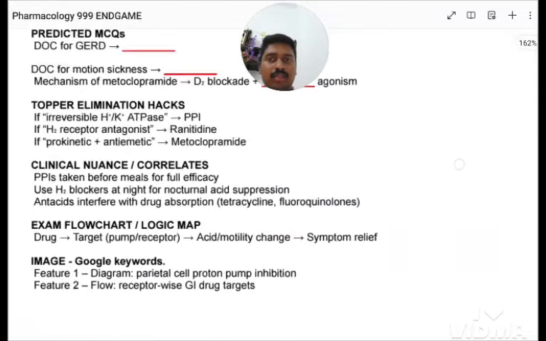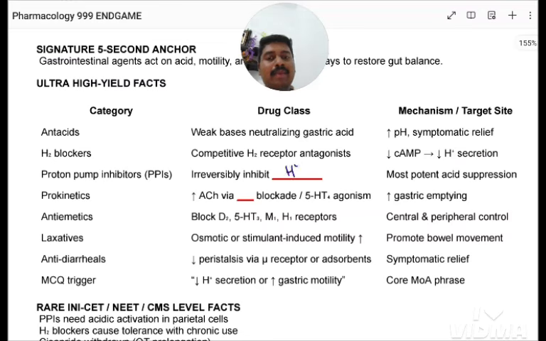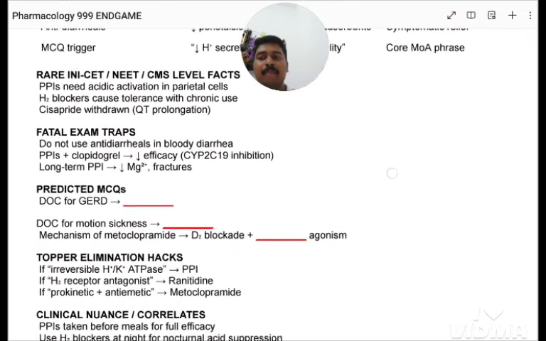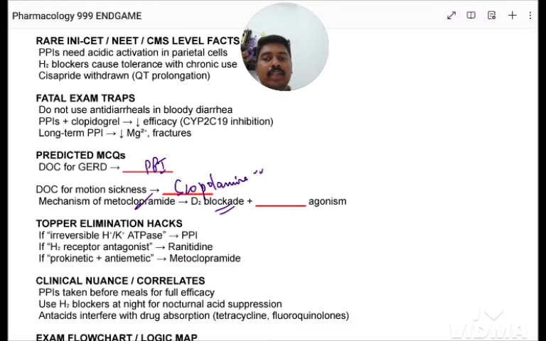Okay, so we'll solve questions. Proton pump inhibitors irreversibly inhibit which? H plus potassium ATPase pump. Next, prokinetics act via what blockade? D2 blockade. Okay, and 5-HT4 agonism. Drug of choice for GERD is PPI. Drug of choice for motion sickness is scopolamine or hyoscine. Okay. Next, mechanism of metoclopramide is D2 blockade plus 5-HT4 agonism.